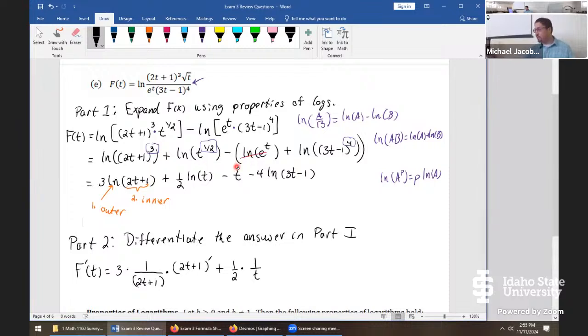Here, that's another nice derivative. We just get a -1 for that portion. And over here, it's another chain rule. So let's write -4 times, same exact analysis as before. The 3t minus 1 is our inner function.